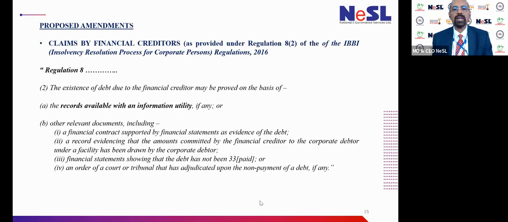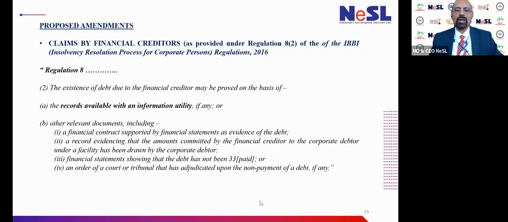Okay, I think this is the final slide. Now, this provision is related to IBBI CRP regulations, but we are suggesting some amendment to this so that it can be of use to the insolvency profession, because this regulation says that the existence of debt due to the financial creditor may be proved on the basis of records available in the information utility, if any, or other relevant documents, including a financial. So various other documents are provided.